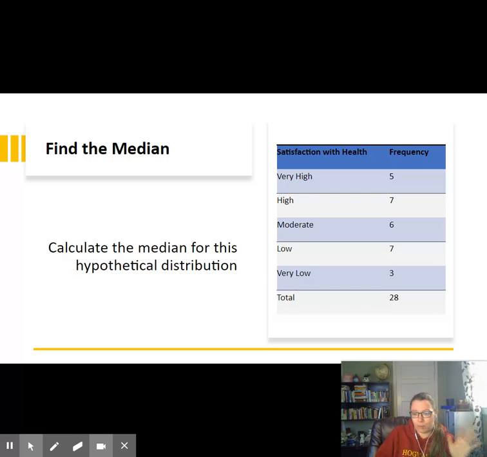instead of trying to list out very high 5 times, high 7 times, and all that stuff, and then taking the middle one. You can also look for the halfway point, so that would be right between 14 and 15. So where do 14 and 15 lie? You can also do it that way.